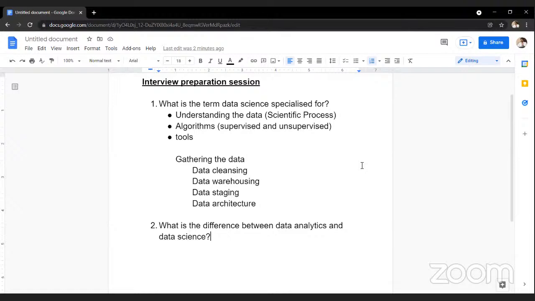Suppose think of one scenario. We have forecasting data. We generally go for visualizing the data. We visualize the data.